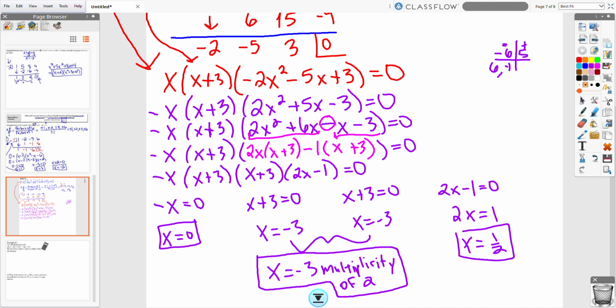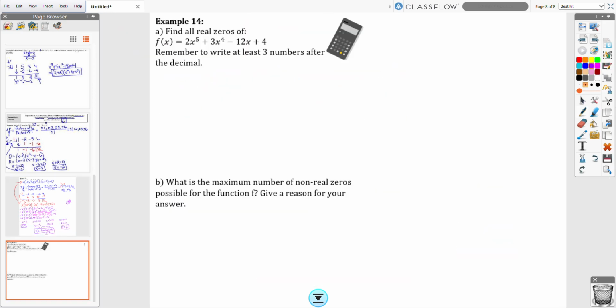There's one last example I want to do with you, and this is just showing you how to use the graphing calculator to get the solutions instead of doing it by hand. When a calculator is allowed, it will actually find these solutions for you, which is great. So grab your graphing calculator.